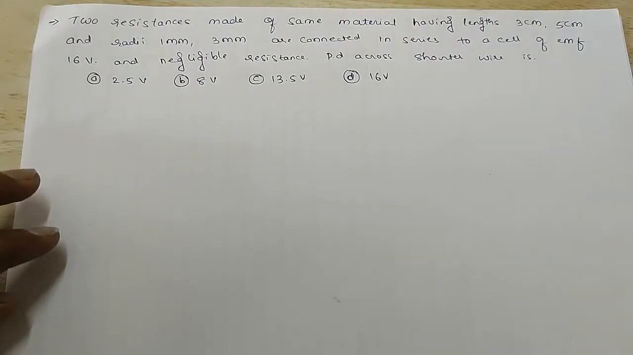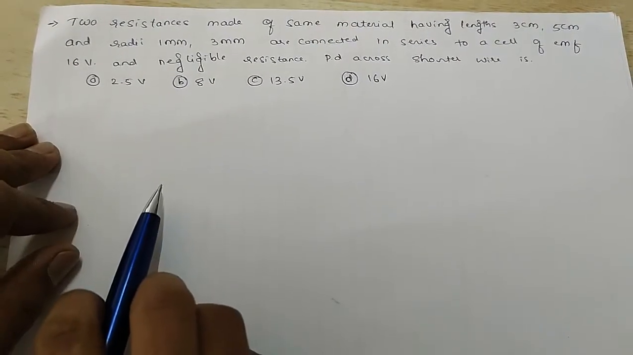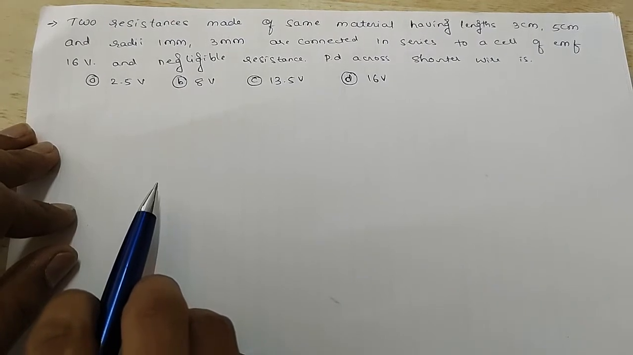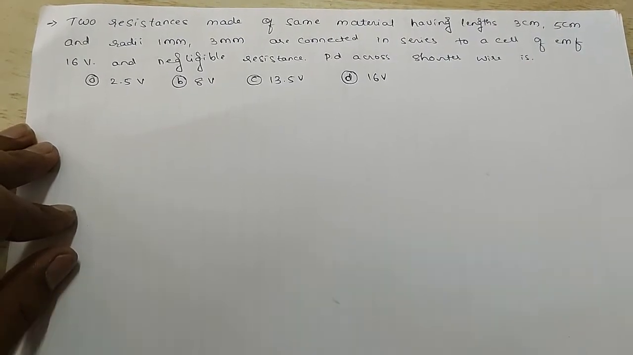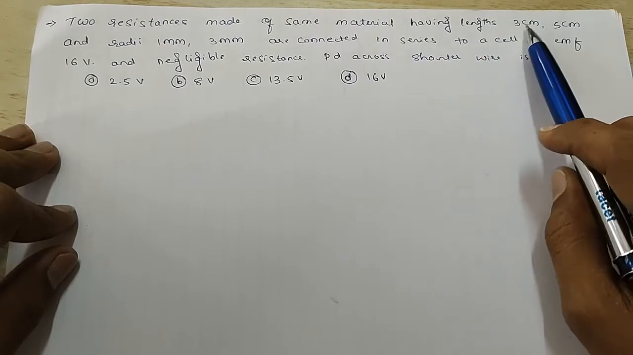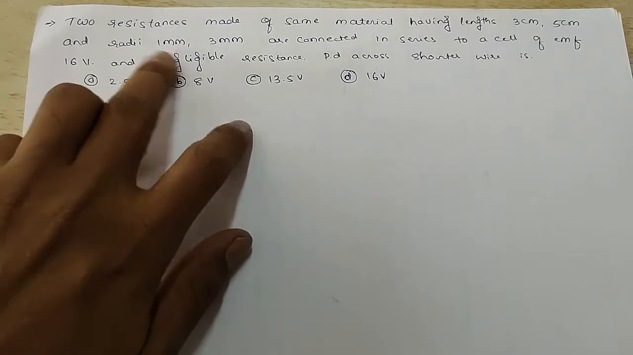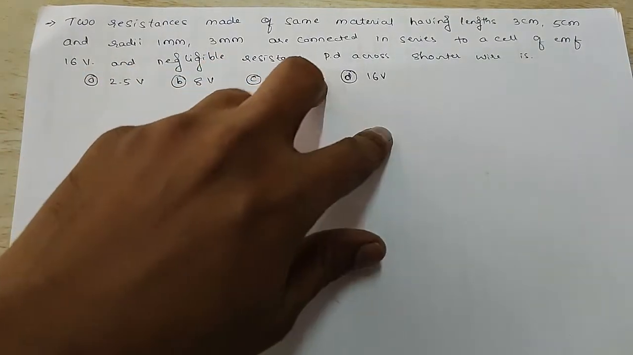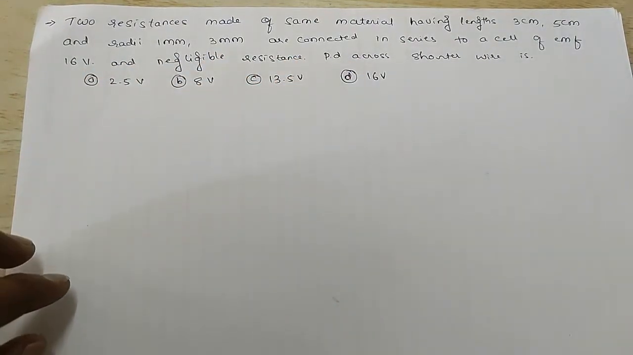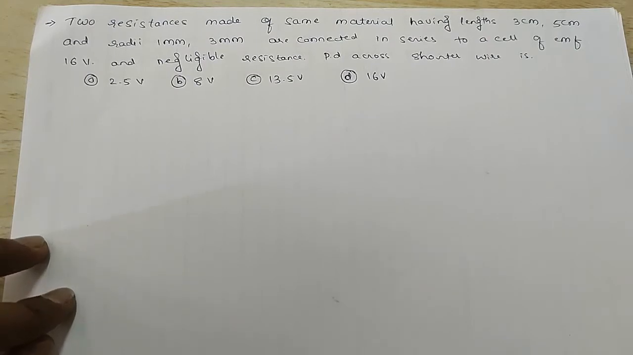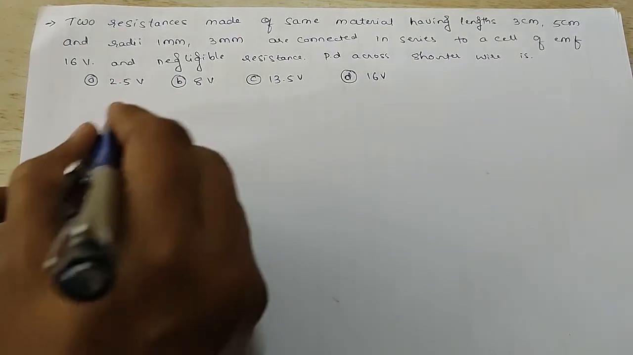Okay, here is the question: two resistances made of the same material, having lengths 3 centimeter and 5 centimeter and radii 1 millimeter and 3 millimeter, are connected in series to a cell of EMF 16 volt and negligible resistance. The potential difference across the wire is... So here we have to calculate the potential difference across the small wire.